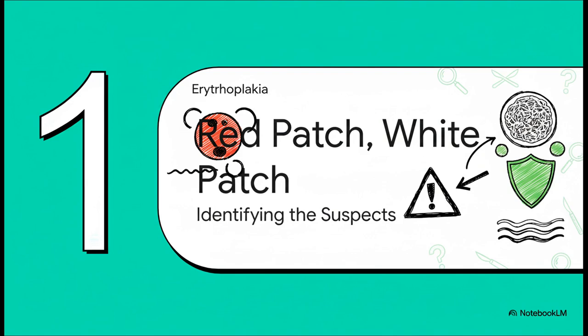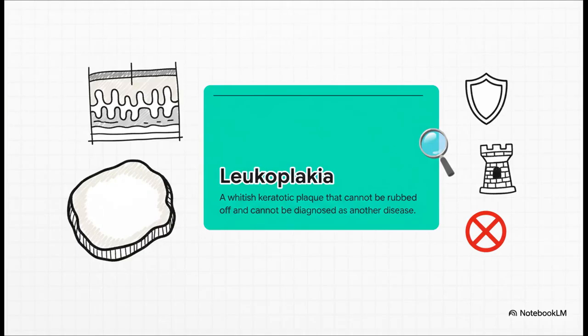Okay, so our investigation starts by identifying the two main suspects, and we base it on what they look like. We've got the white patch, which we call leukoplakia, and its less common but frankly more ominous counterpart, the red patch, called erythroplakia. First up, leukoplakia.